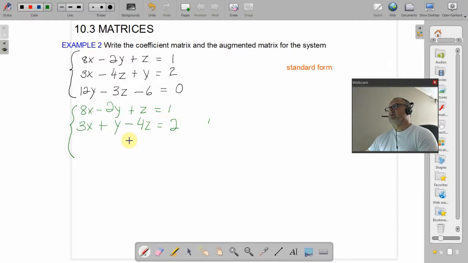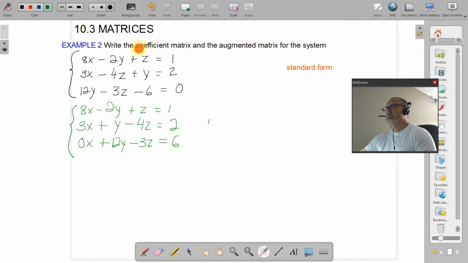The third one is all out of whack because it doesn't have an x, so you could put a 0x if you wanted, or leave it blank, and then plus 12y minus 3z. Now the 6 needs to be on the other side because that's a constant term. So don't forget to change the sign when you move it to the other side. So now I have another system of equations with all the terms in standard form.